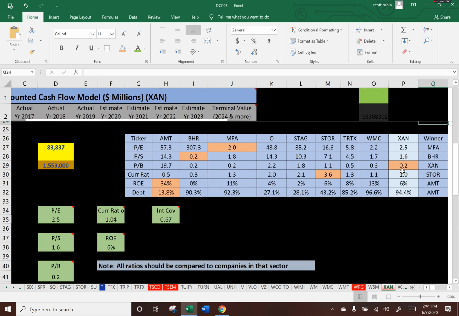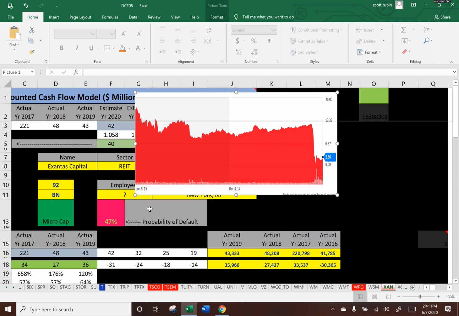And I compared it to other REITs, and the only thing XAN is winning in is price to book, just because it has a crappy balance sheet. But you can see the other ratios, it just has so much debt, and everything is really low because they took on all that debt, and that makes this look more appealing, but it's kind of smoke and mirrors. So I added more color to the analysis than I usually do. Let me know what you think about the probability of default.